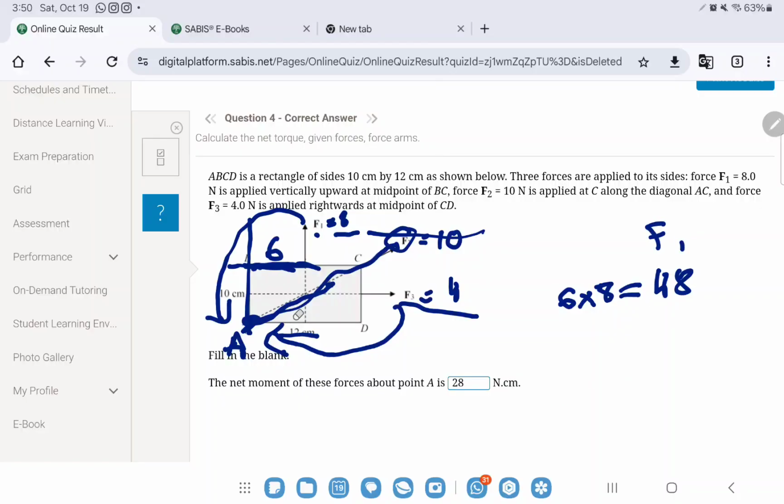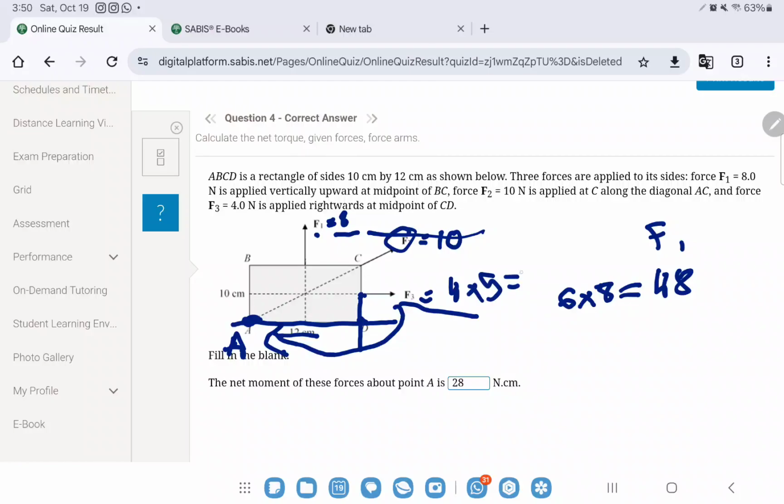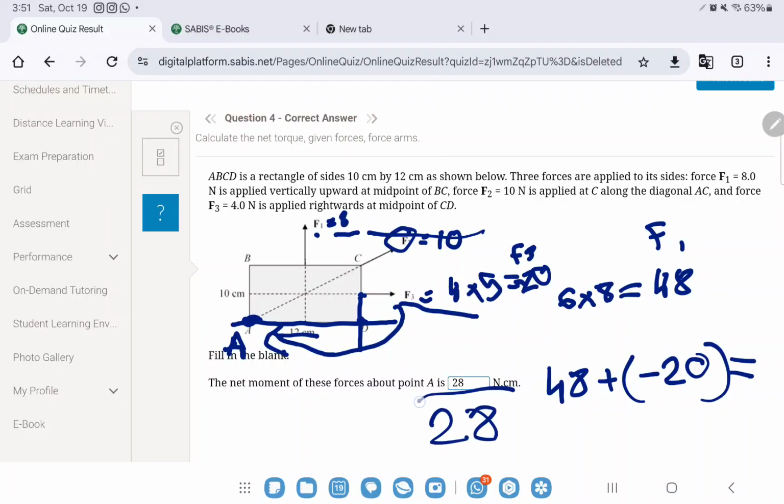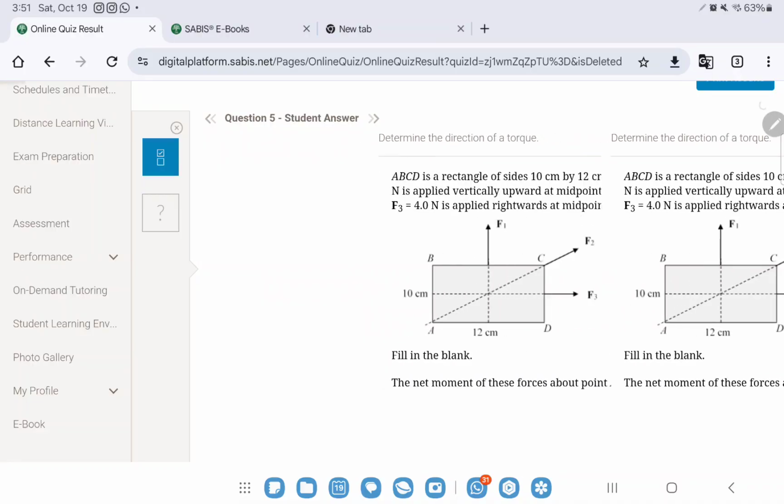Now, let me just erase a few bits so I can make annotations. Now we have F3, it's equal to 4, and this is the distance between it and the intersection of this line. This is going to be 5, so it's 5 times 4, which equals 20, but it's negative since it's clockwise, so this is negative 20 for F3. Now 48 plus negative 20 gives you 28, and that's how you get the answer to this question. Let's move on to the next question.